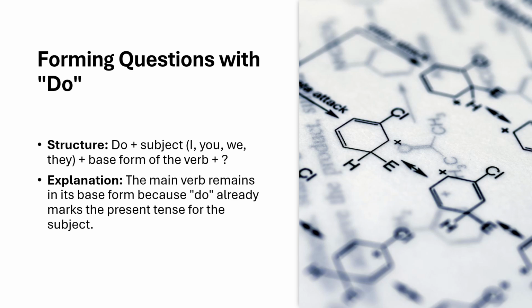The structure for forming a question is do plus subject, that is I, you, we, they, plus base form of the verb plus object or rest of the sentence. The main verb remains in its base form because do already marks the present tense for the subject.